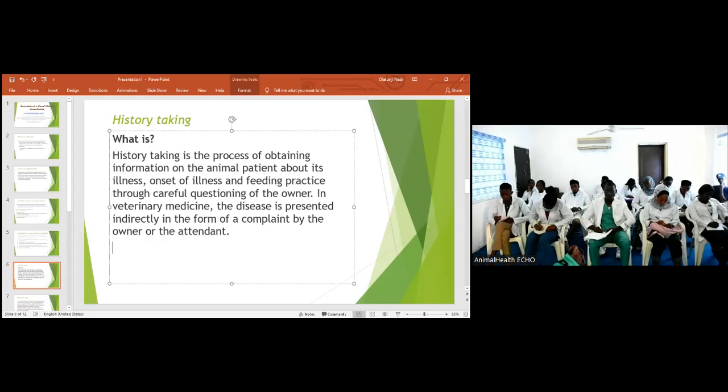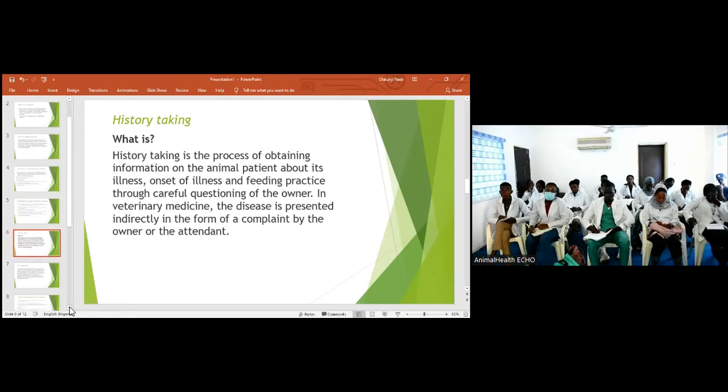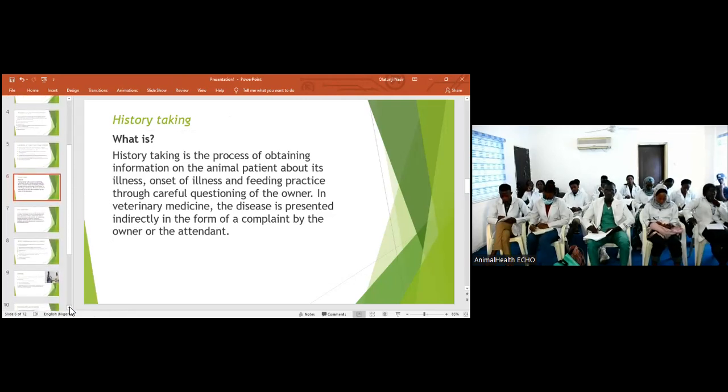Let's read it. History taking is the process of obtaining information on the animal patient about its illness, onset of illness, feeding practice through careful questioning of the owner. So in veterinary medicine, what happens is the animal does not come to the clinic by himself. No. It is the owner that either invites you or brings the animals to the clinic.